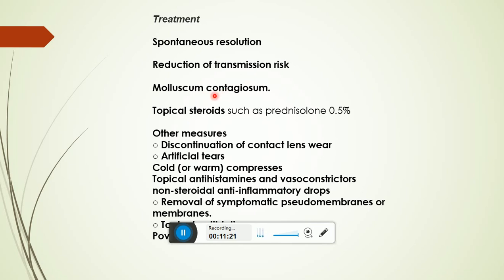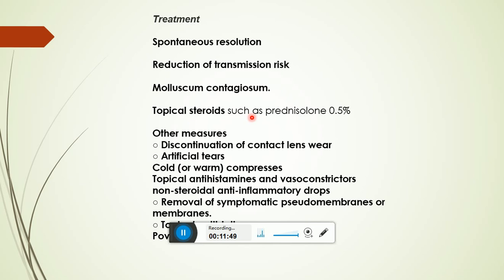Now the molluscum contagiosum: the lesions are self-limiting in immunocompetent patients. Removal is often necessary to address secondary conjunctivitis or for cosmetic reasons. Topical steroids such as prednisolone 0.5% 4 times daily may be required for severe membranous or pseudomembranous adenoviral conjunctivitis.